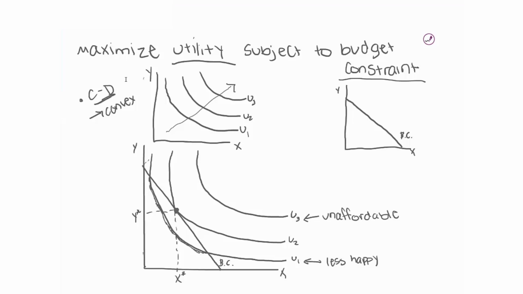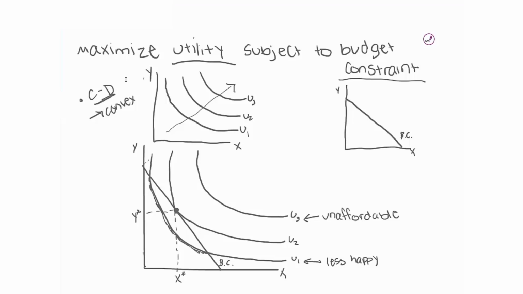Okay, so basically, to put it simply, the reason why the point where it's tangent, where it's hitting at just one point, is going to be the best point is that if we go any lower, then it's affordable, but they're less happy than they would be otherwise. And if we go any higher, then they're happier than they would be before, but it's now unaffordable.